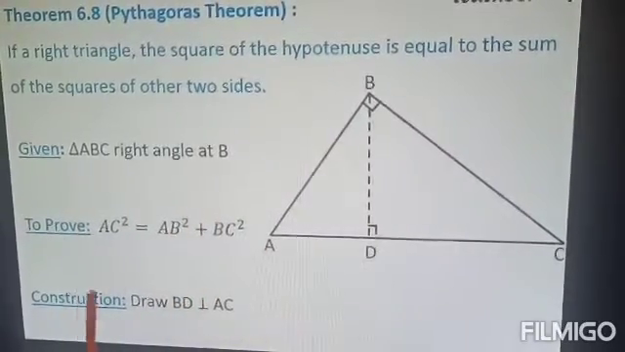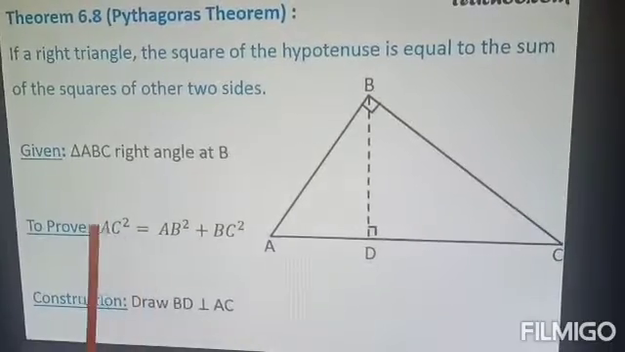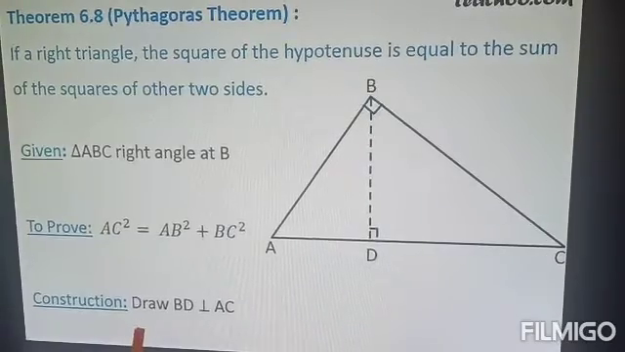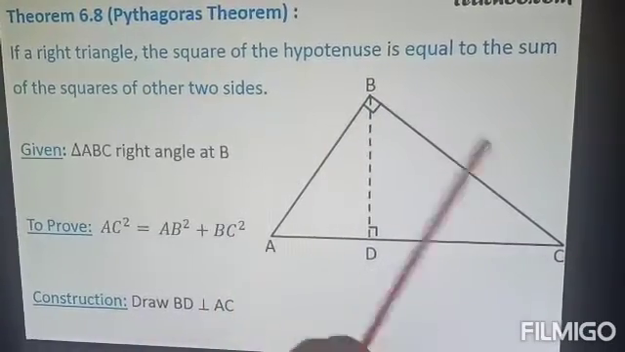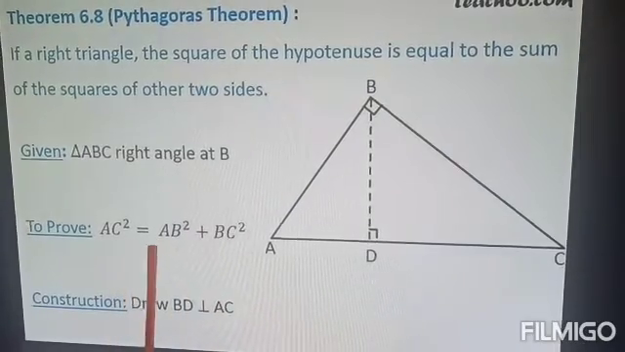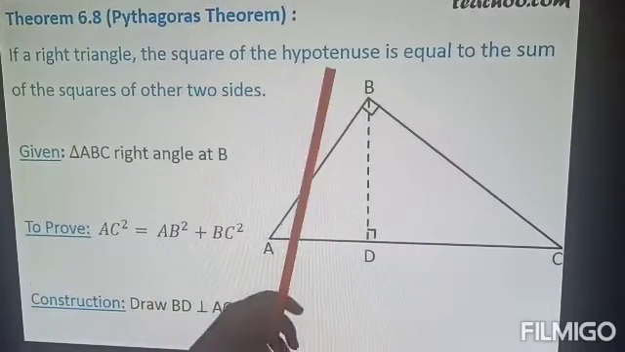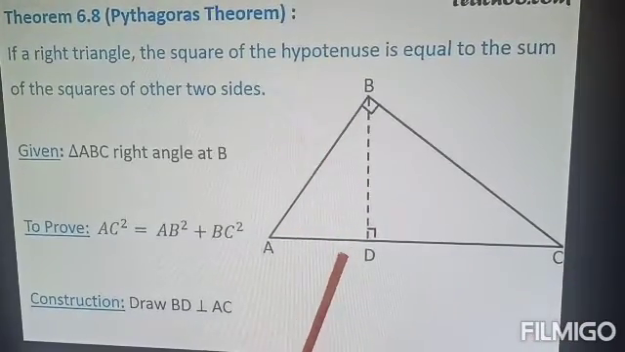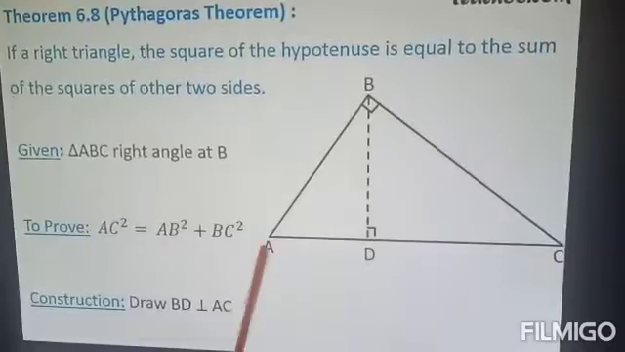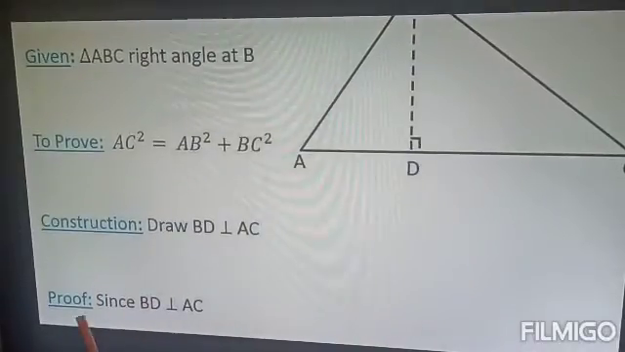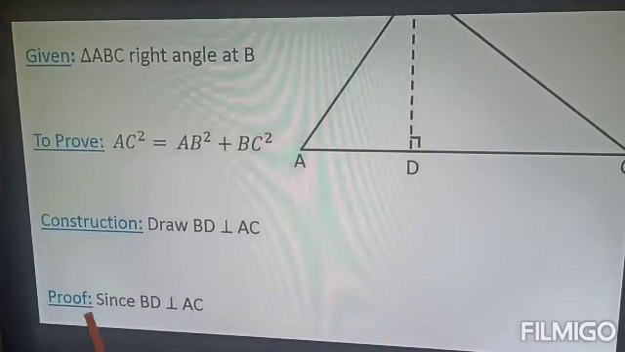This is to prove. To prove this, we need an extra construction. Extra construction means that since only a right angle triangle is given, it is not enough to prove this point. Therefore, we have to draw BD perpendicular to AC. Draw one perpendicular line to AC. After construction, we have to go to the proof.